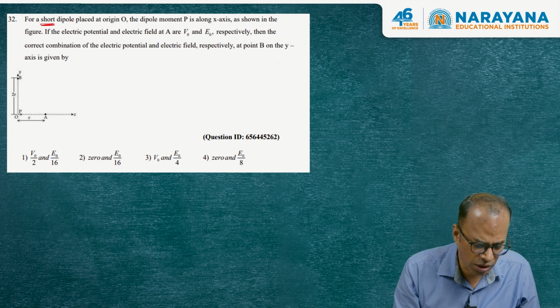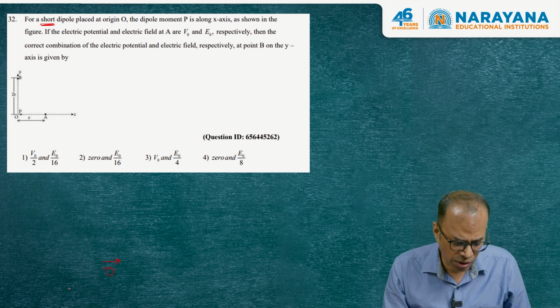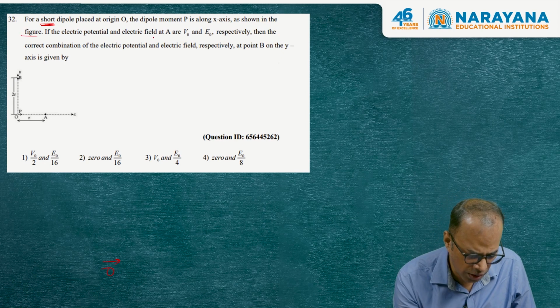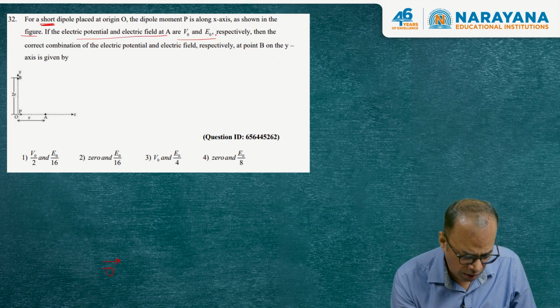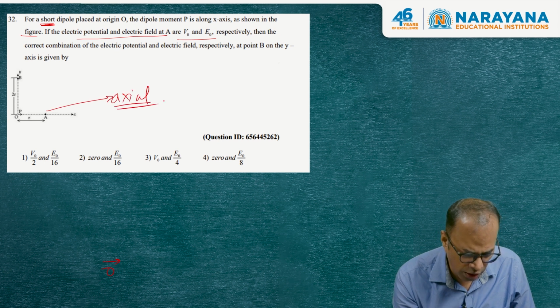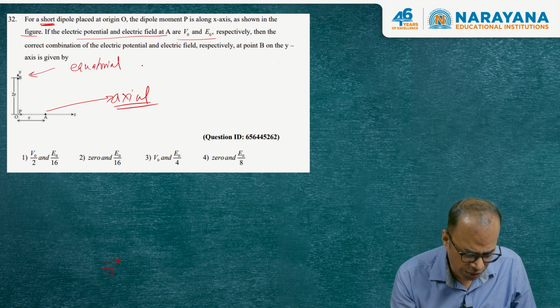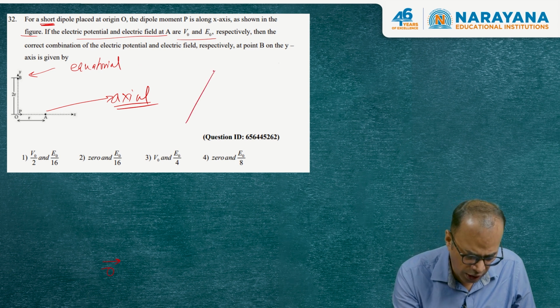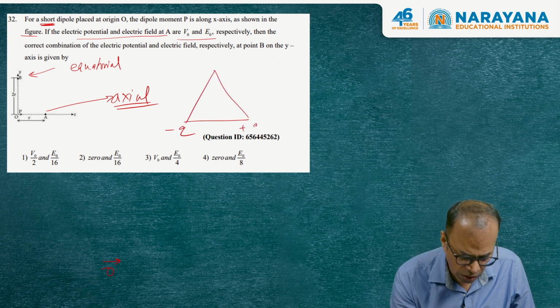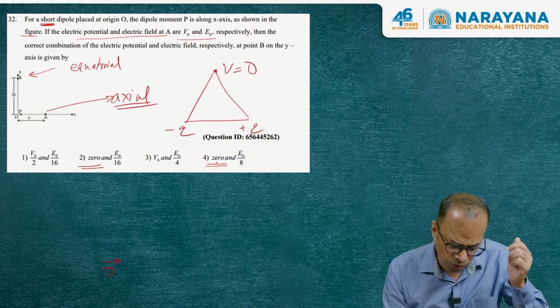So we are having a short dipole placed at origin. Dipole moment is along x-axis as shown in the figure. Potential at A is somewhere on axial line. So A is axial line. The potential on the axial line is V naught and E naught, and we want to find it at B, which is equatorial line. Now one of the interesting things is, at the equatorial line you are equidistant from the charges, and therefore the potential has to be 0. So potential is 0. So either 2 or 4 should come.